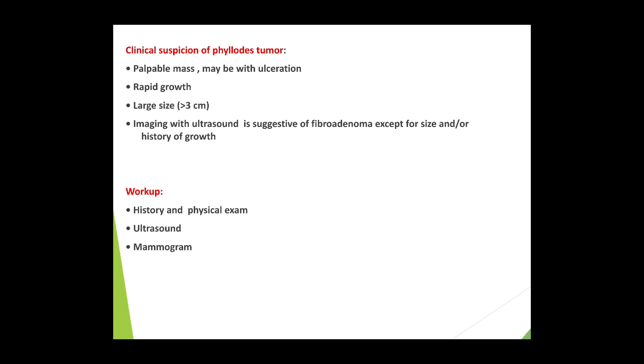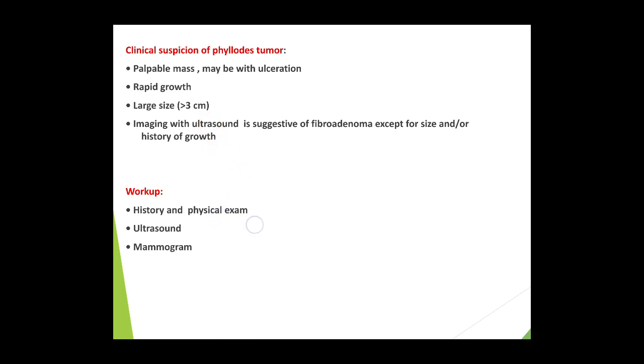Now, clinically, phyllodes tumors are smooth, rounded, usually painless, multinodular lesions that may be indistinguishable from fibroadenoma. So, on examination, we can find a bulky mass that may have ulceration. This mass has a history of rapid growth, usually large size, and the size may be more than 3 centimeters.